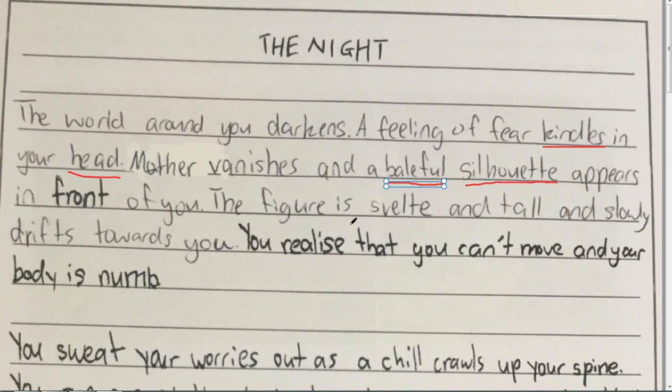The figure is svelte. Yeah, I would have to talk to her about using this svelte. Svelte's a good example of connotation. It's a positive word for being slim or slender. Right, so I'd probably say the figure is cadaverous would really add to the feeling of fear that she's trying to create. Is svelte and tall and slowly drifts towards you.